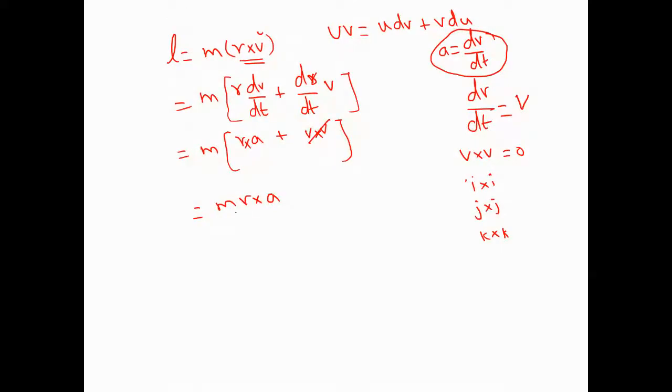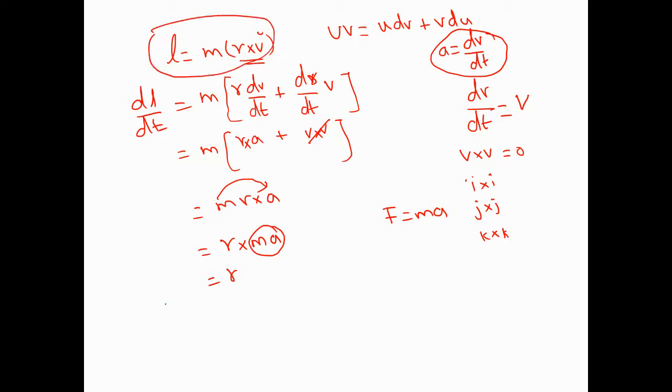Now what is ma? I can move m over here, so I can write r cross ma. What is this ma? Momentum? Brother, what is ma? Oh, sorry, force. So if I differentiate, this is dL over dt, because we just differentiate this term, everything with d.